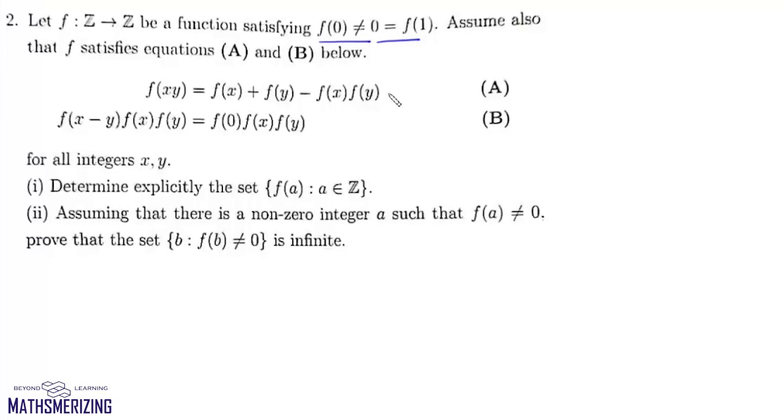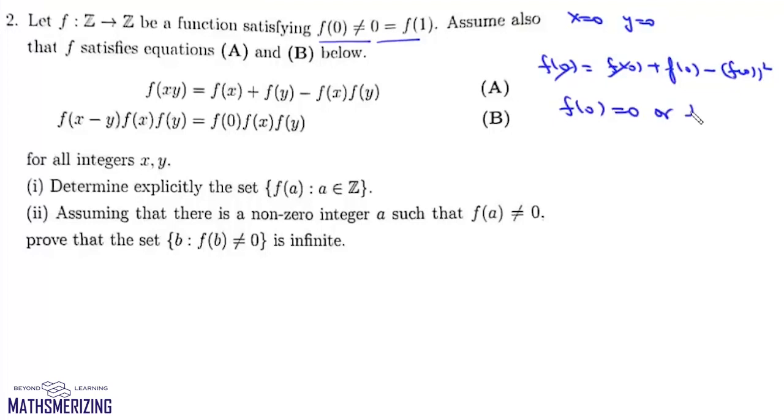Now from this first equation, if we put x as 0 and y equals 0, we'll get f(0) equals f(0) plus f(0) minus f(0) square. f(0) will cancel. So from here we can say either f(0) is 0 or the value of f(0) is 1. Now we are given that f(0) is unequal to 0. That means it is not possible. So the value of f(0) will be simply 1.